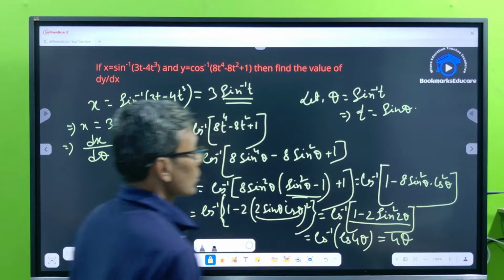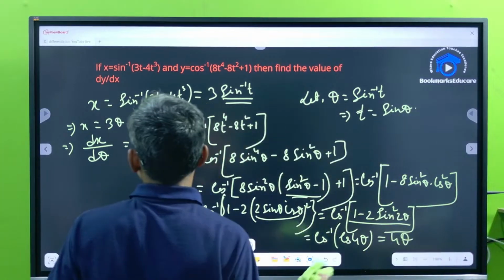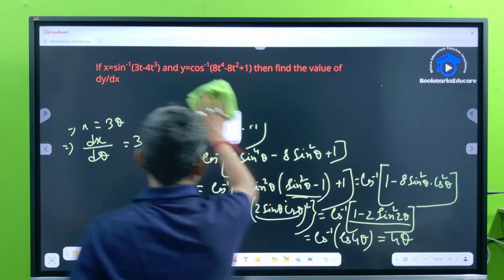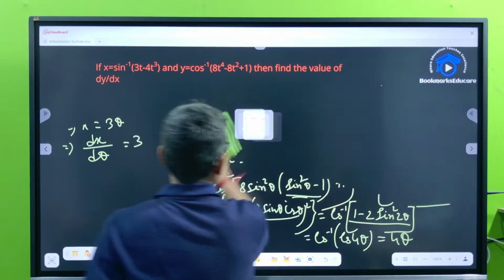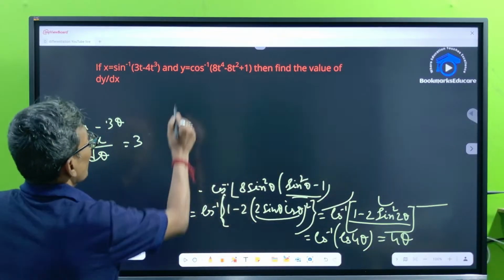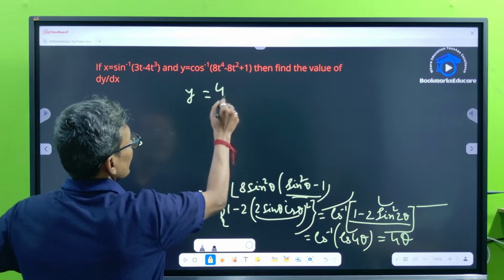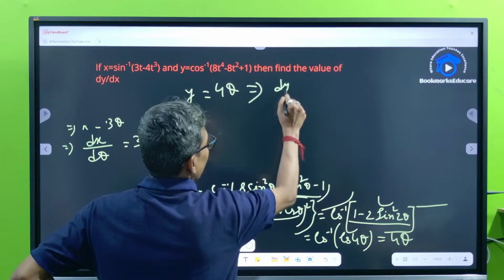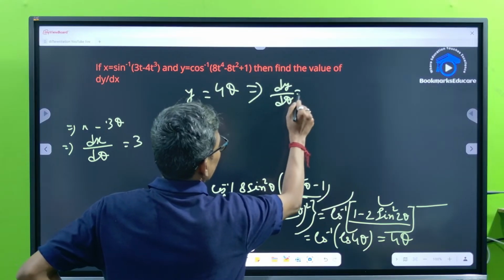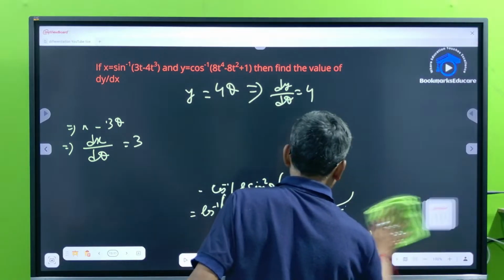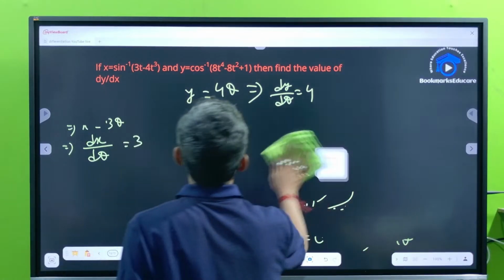Clear? So y is equal to 4 theta. So differentiating on both sides with respect to theta, dy by d theta is equal to 4. Now we have to find out the value of dy by dx.